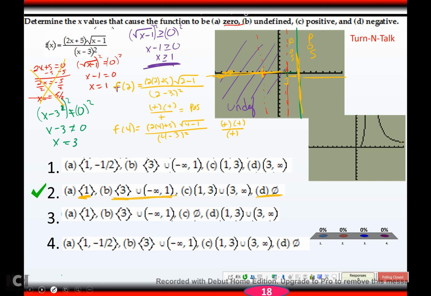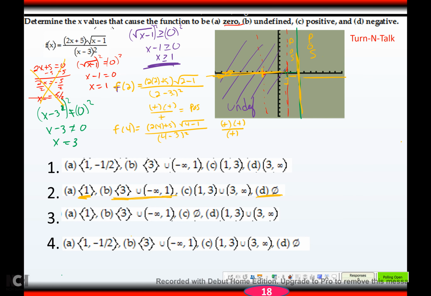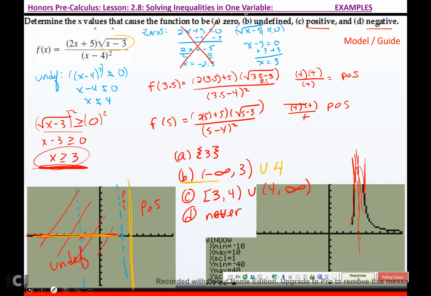Let me back up a sec. I think I did miss. I'm sorry. Your function is undefined from here to here, yes, but it's also undefined right here. So it's negative infinity to 3 union. It's also undefined at 4. 1, 2, 3. Yeah, it was also undefined at 4. Oh, and I needed a union. Yeah, I did the union. Okay?